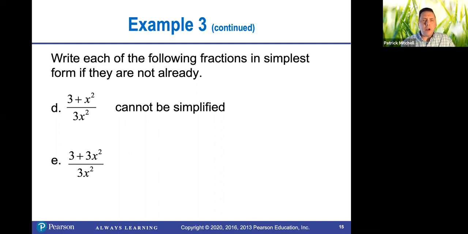However, if I were to park a 3 next to this x squared, like you have in letter E, then I can factor a 3 out of the numerator. That leaves me with 3 times 1 plus x squared over 3 times x squared. Remember, this is multiplication. And now I can take out the 3. And that leaves me with 1 plus x squared over x squared.